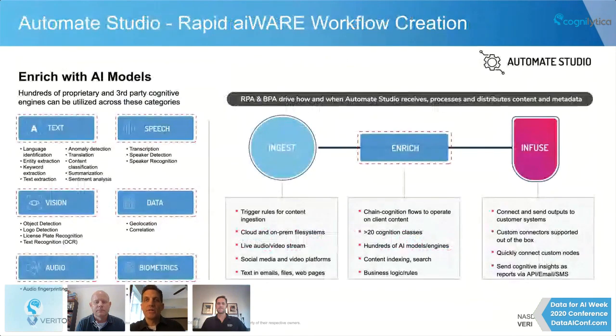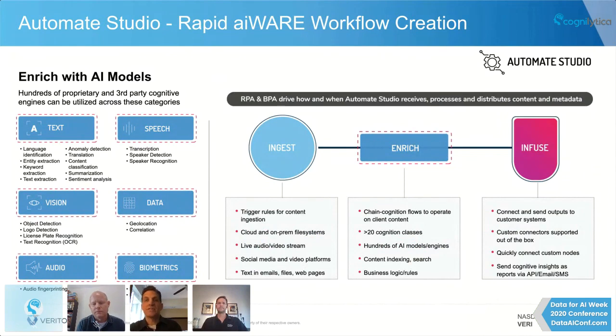So let's get a little bit more into Automate Studio. This is our low-code tool for creating AI engine workflows. And this tool can enable you to orchestrate this ingest, enrich, infuse process. Rules can be set up to trigger content ingestion, and then multiple what we call chain cognition flows can operate on that ingested content across over 20 different engine classes representing hundreds of AI models.